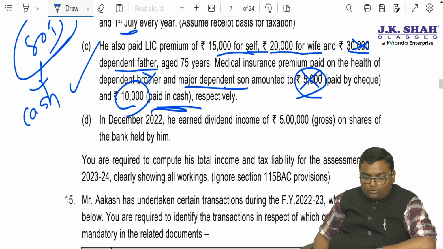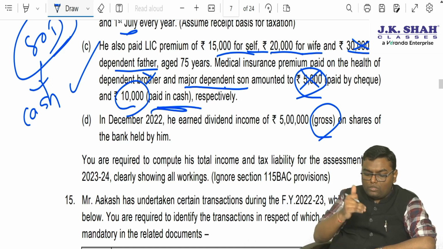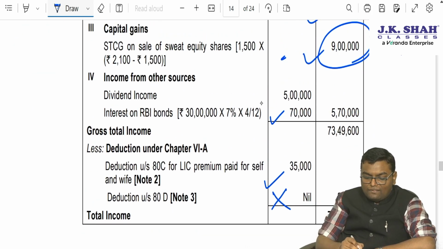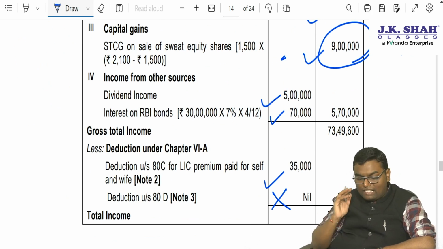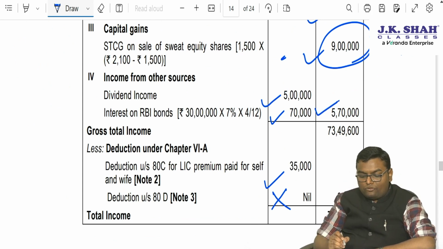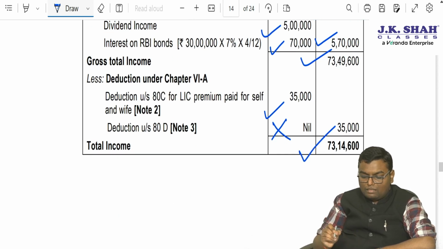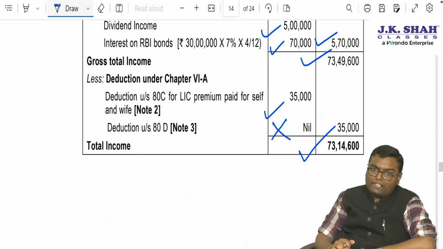In December 22, he earned a dividend income of 5 lakh gross on shares of the bank held by him. So this is before TDS. Dividend of rupees 5 lakh, gross. So 5 lakh will be taxable. So total IFRS income 570, gross total income 7349, net total income 73 lakh 14,600.